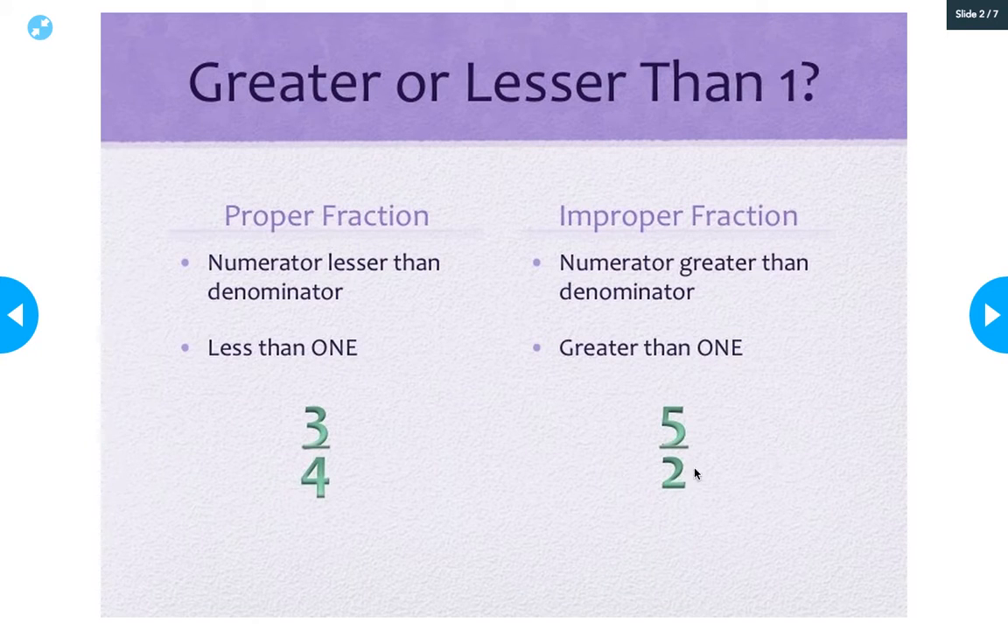Improper fractions are like this, like 5 over 2, where the numerator, the number on top, is greater than the denominator, the number on bottom. All improper fractions are greater than the number 1.